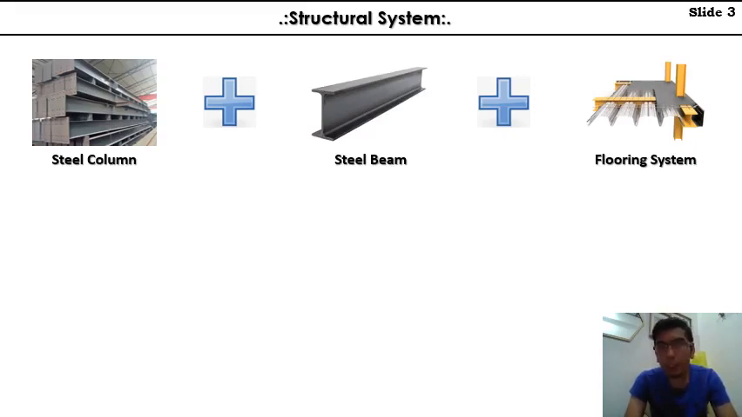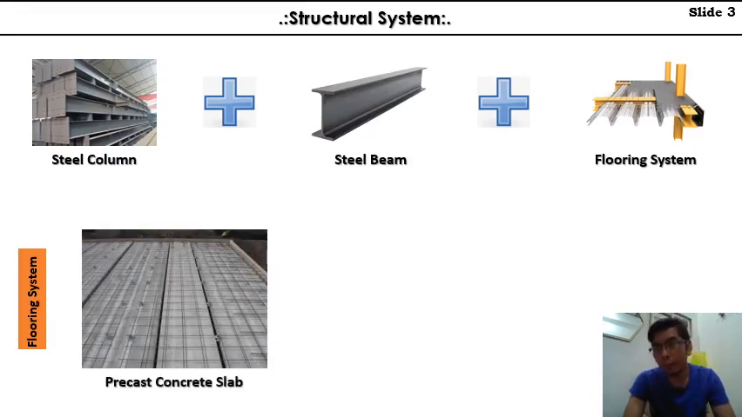So as I mentioned earlier, the uniqueness about steel is that it can be combined with other materials. So in this case, for the flooring system, it's not necessary for you to use a steel system also. You can combine your flooring system by using, in this case, a precast concrete slab. So it's either a precast plank or a precast hollow core slab, it doesn't matter.